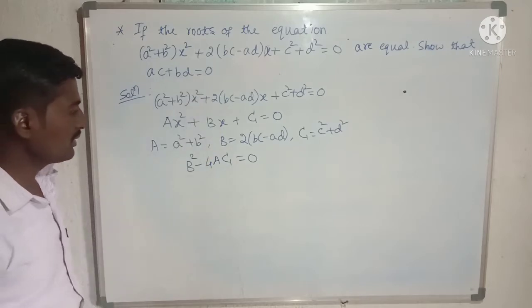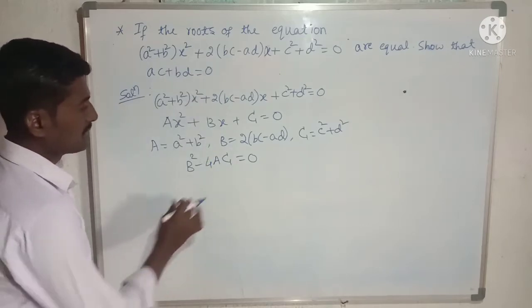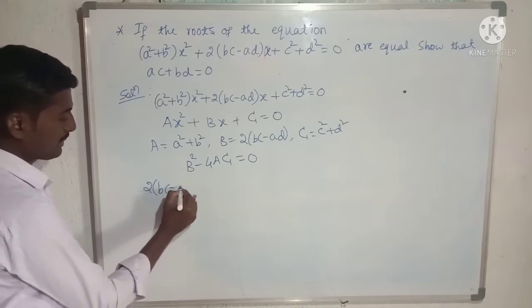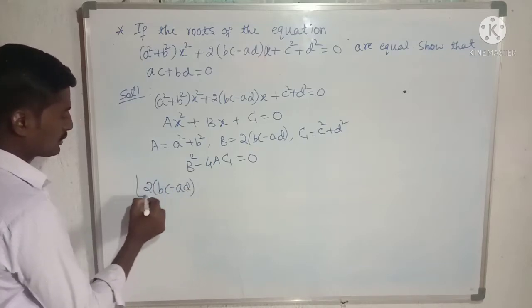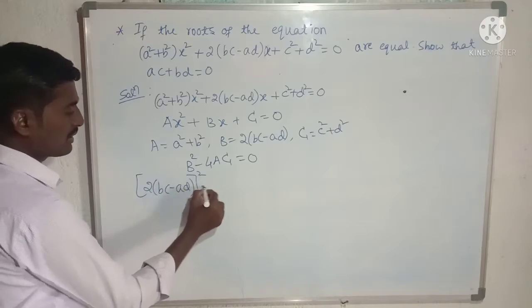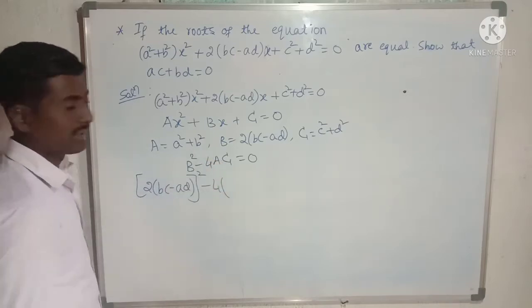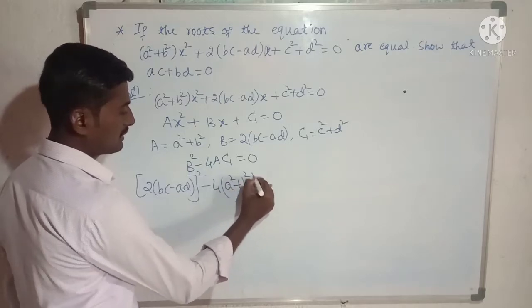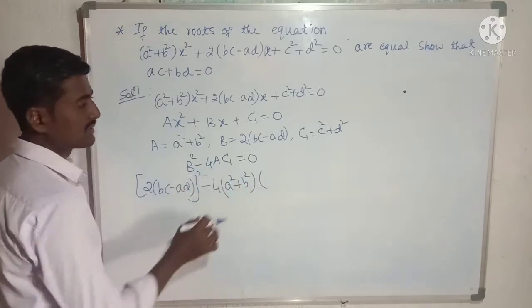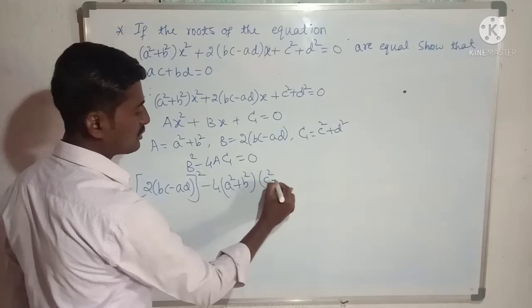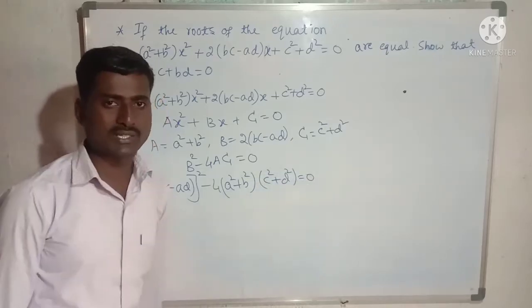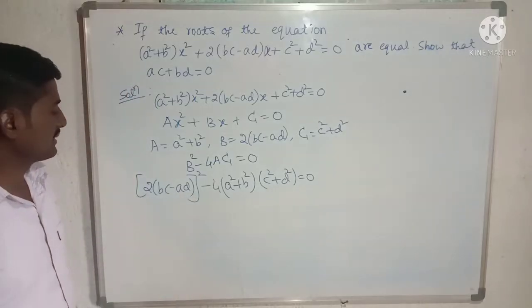Okay. Now, let us take B first. That is (2 into (bc minus ad)) whole square, minus 4 into A, the value of A is (a square plus b square), into C, so C is nothing but small c square plus d square, is equal to 0. We got one equation. We have to simplify this.